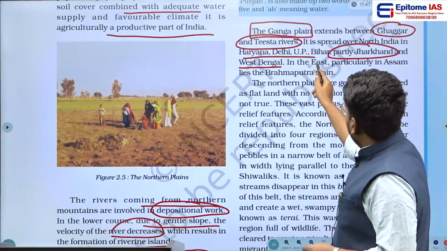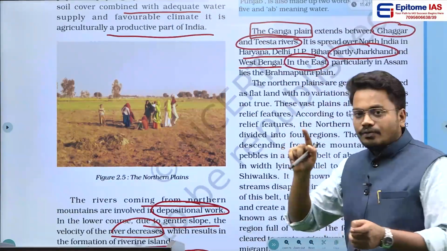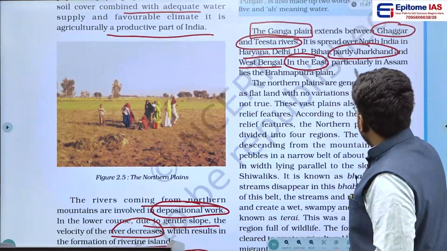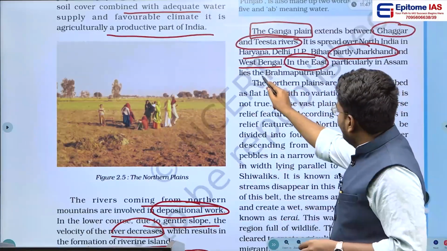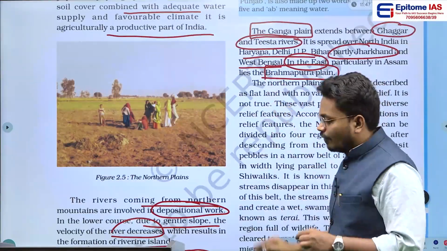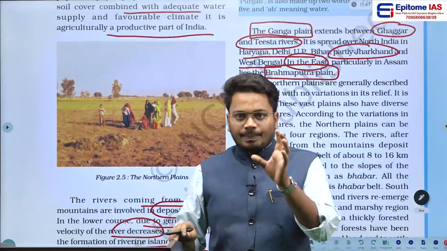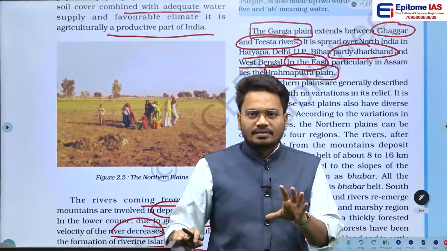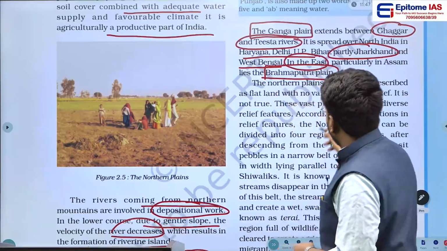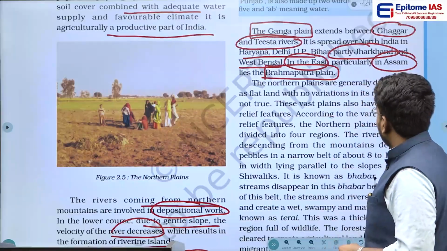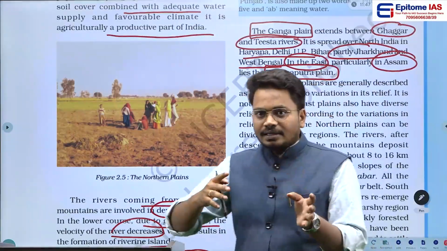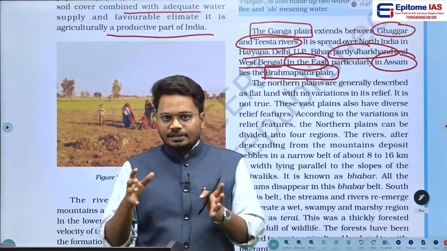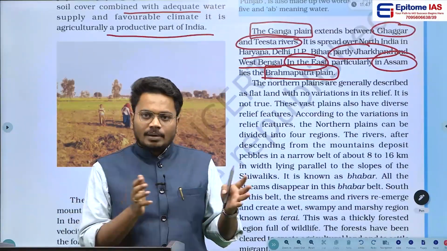Now, if you go to the eastern section, or if you see the easternmost part of this Ganga plain, this particular part of the Ganga plain is called the Brahmaputra plain. Why? Because this particular plain is formed because of the Brahmaputra river and its tributaries, and majorly you can see this particular plain in the Assam region, right. So, these are the 3 categories of these particular Ganga plains from west to the east.